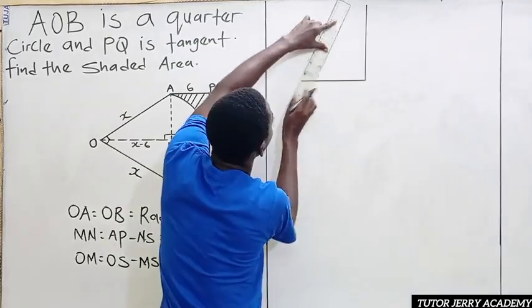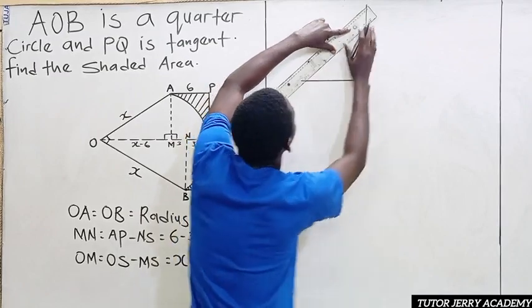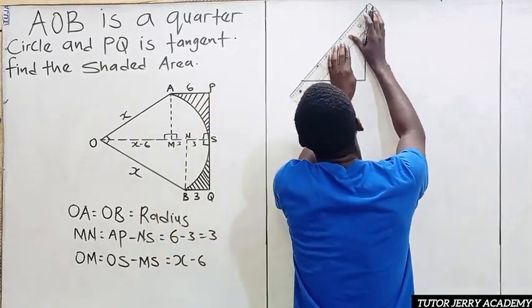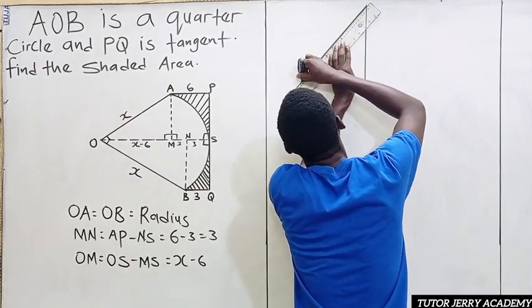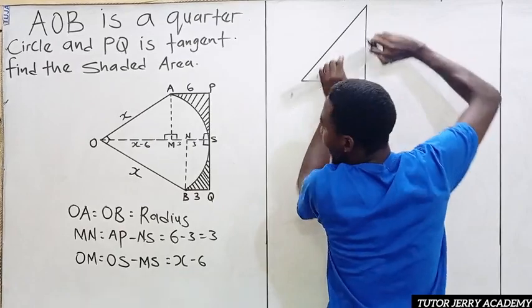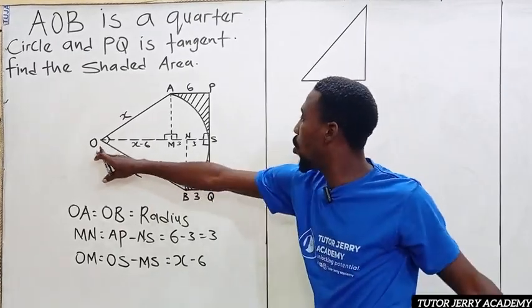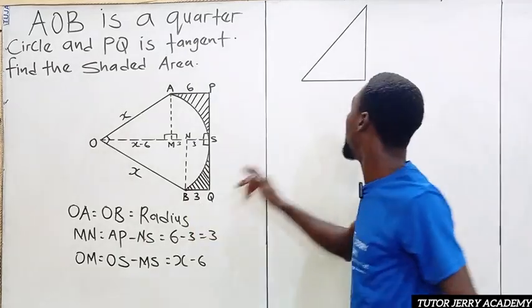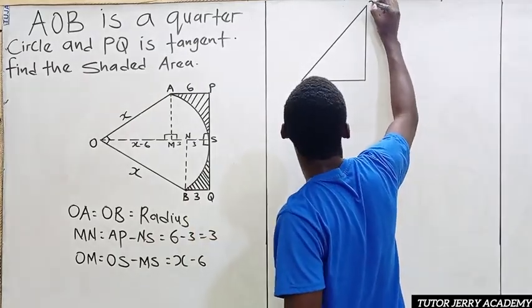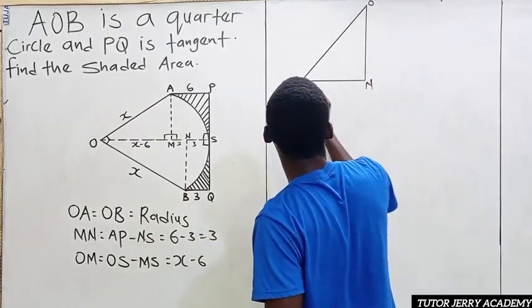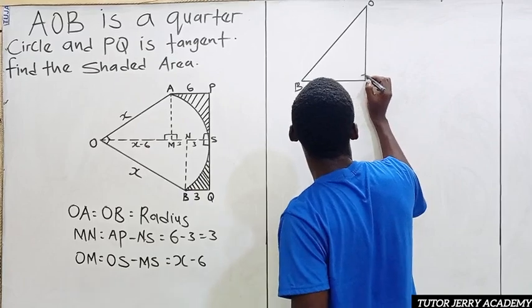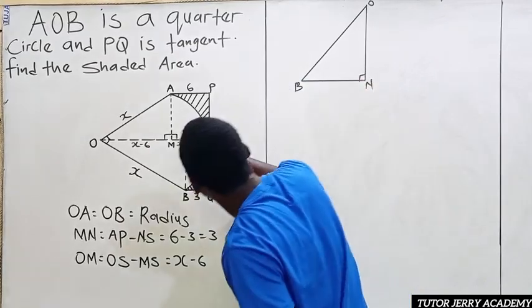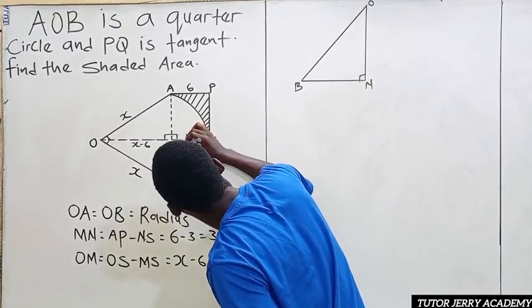All right, we are going to have this to be like this. All right, so we have triangle O, N, and B. So we have O, we have N, and then we have B. So this place is going to be a right angle here. So we are going to have a right angle here.